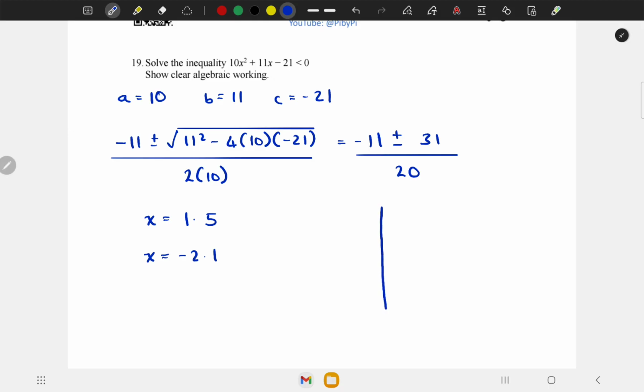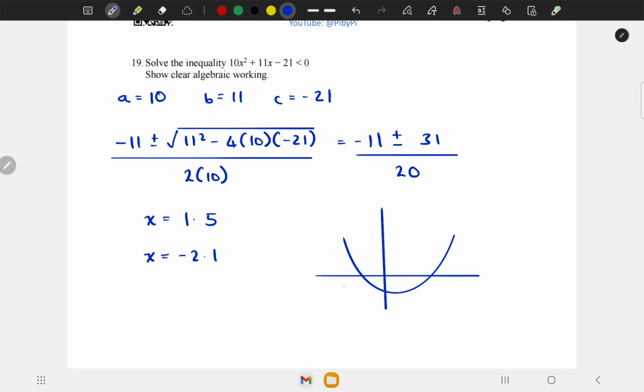So how do we find out what is the region that we are being asked to look for? One of the ways in which we do this is by sketching the curve. I know it is a quadratic curve and it is a positive quadratic curve. You look at the coefficient of x squared, which is a. It's 10. It's a positive number, which means this is going to be the shape of the curve.